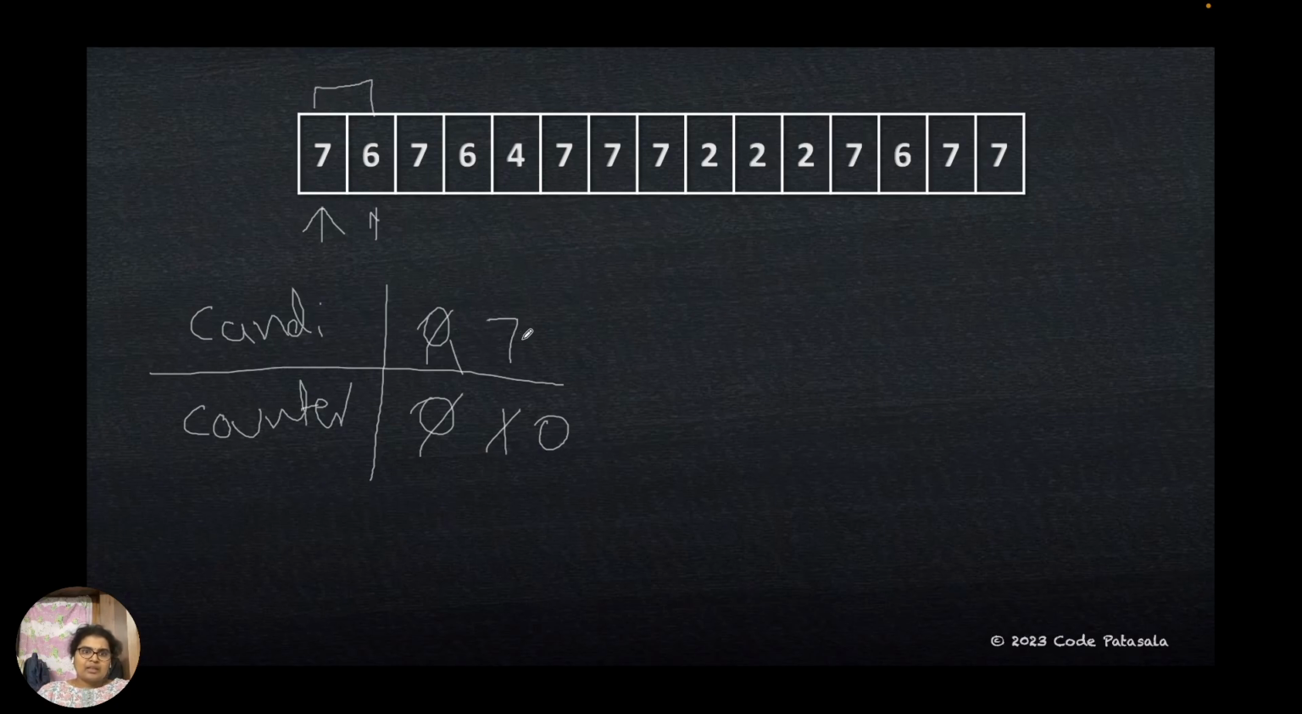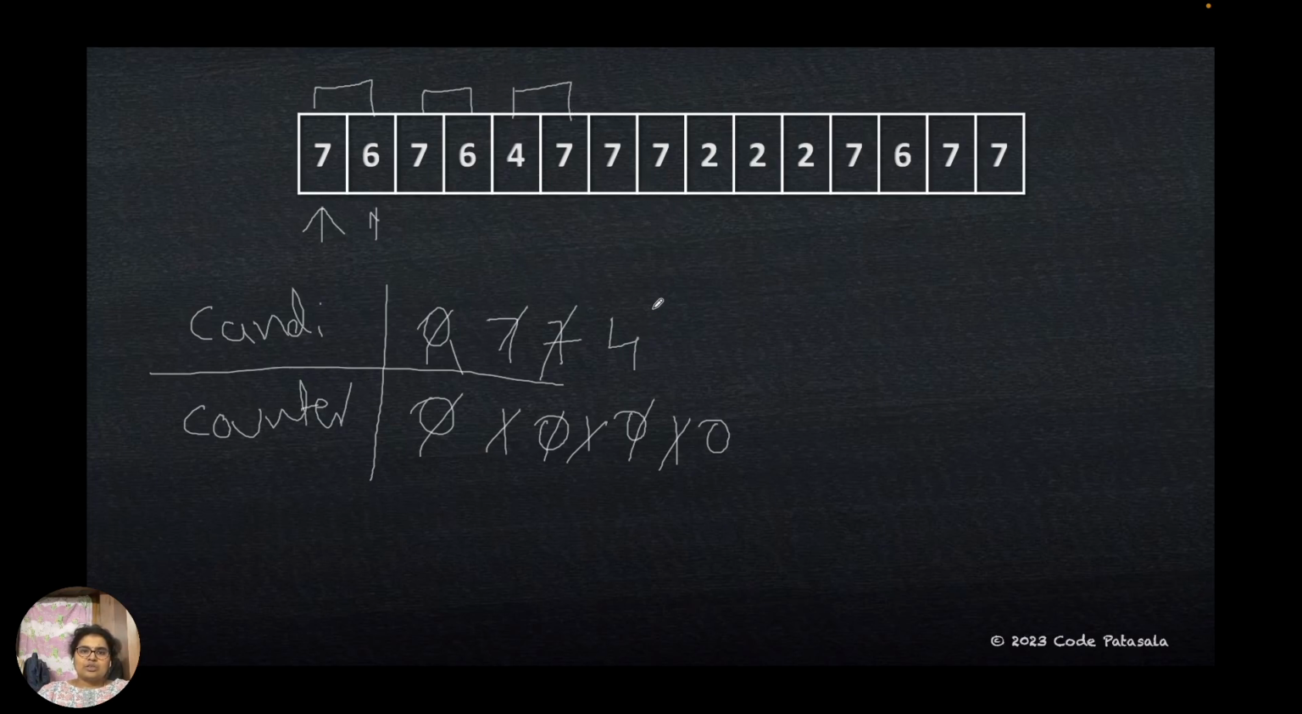Next again, counter is 0, so we will take a new candidate which is again 7 in this case, and we will change the counter to 1. Again 6, so this will become 0. Again these two cancelled out. At this point, we will choose a new candidate because counter is 0, and we'll change the counter to 1. Then again counter will become 0 because the next element is 2. Again these two cancelled out.